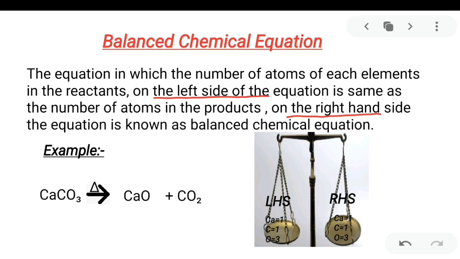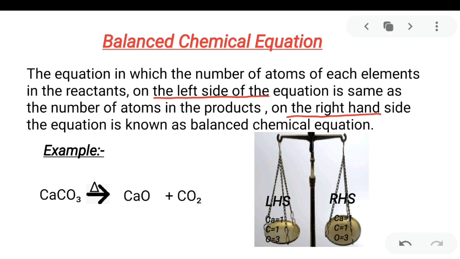Now let us check whether the equation I have taken here is a balanced one or a skeletal equation. The equation is calcium carbonate. When heated, it produces calcium oxide and carbon dioxide. Now let us calculate the number of atoms present in the left hand side of the equation and the number of atoms present in the right hand side of the equation.